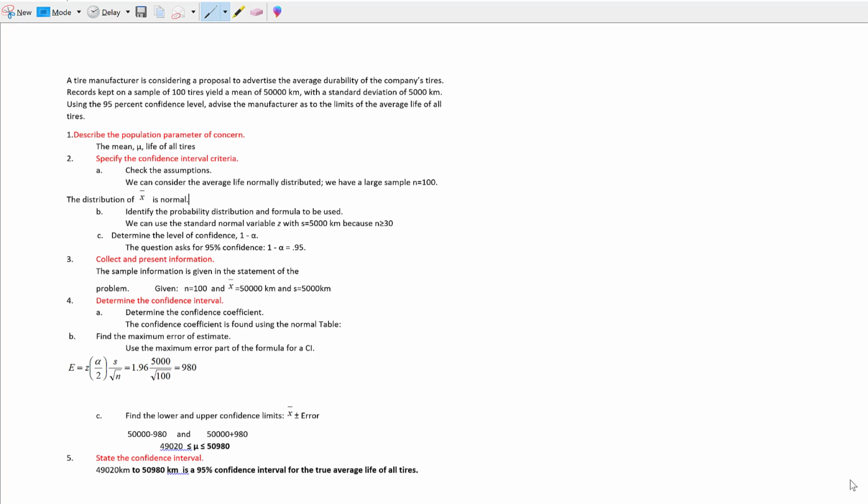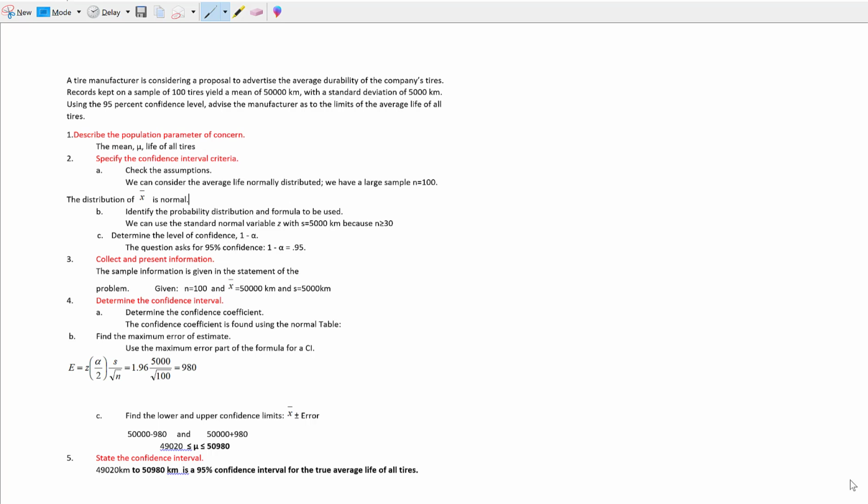We have to determine the level of confidence. The question asks for a 95% confidence. Step 3 is to collect and present information. The sample information is given in the statement of our problem. We have a sample of 100 tires with an average life of 50,000 kilometers. Also, we know for the sample that the standard deviation for these 100 tires is 5,000 kilometers.